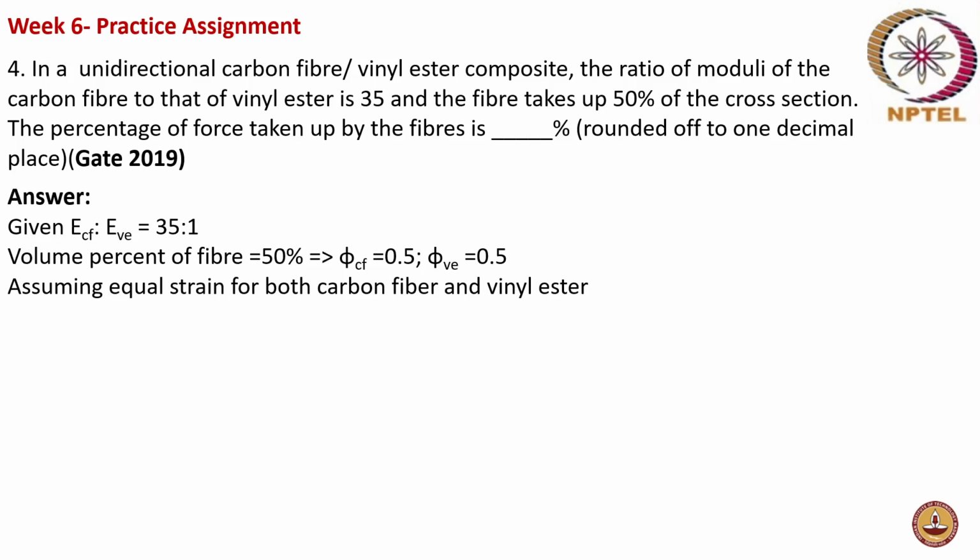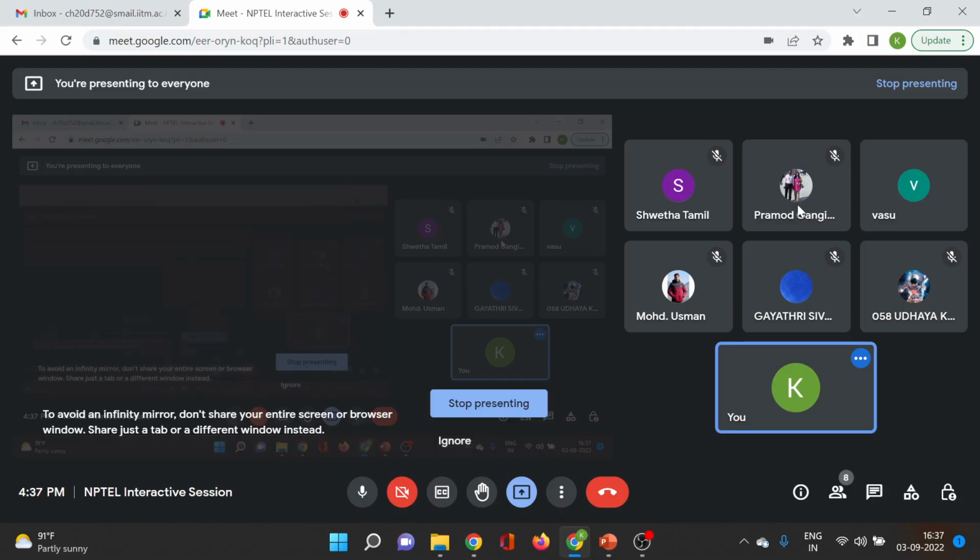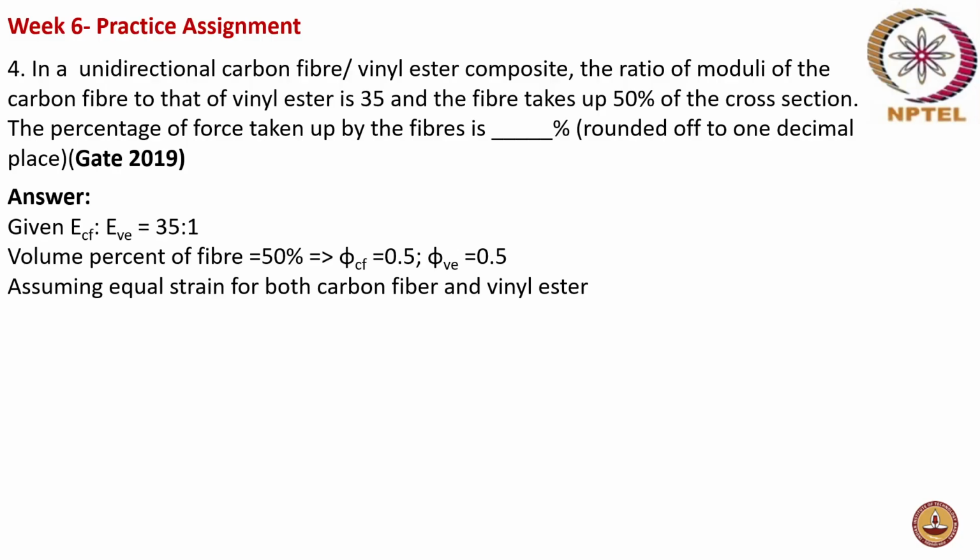Unidirectional is also one of the clues. Unidirectional carbon fiber and vinyl ester, that is also one of the clues. Okay? Are you all able to understand that? Hello, are you all there? Yes, ma'am. Fine.